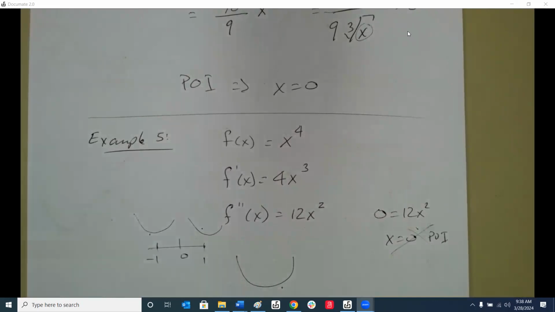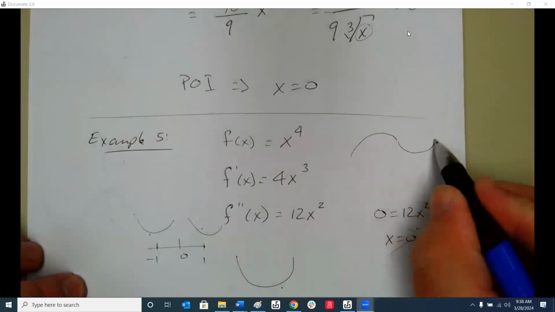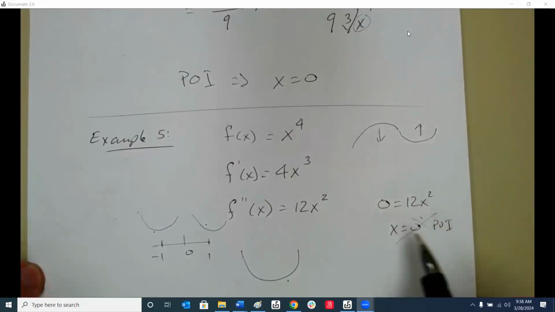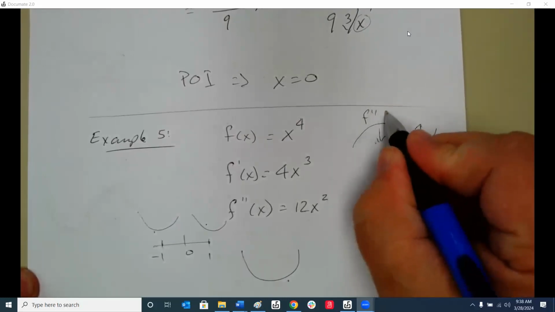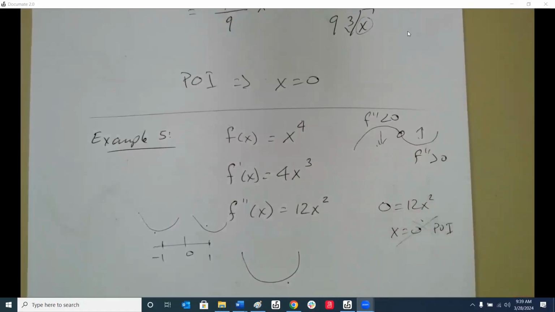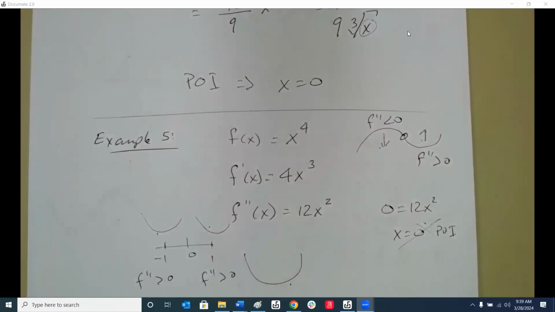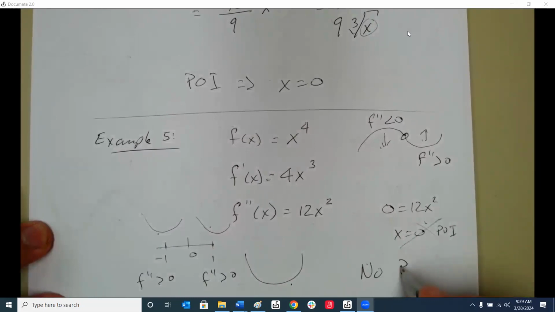So again, now we're going to the definition of what a point of inflection is. A point of inflection occurs whenever it changes concavity. If it doesn't change concavity, there is no point of inflection. Point of inflections only occur if you have opposite signs on both sides. Here the second derivative is negative, and here the second derivative is positive. But in this one, the second derivative is positive on both sides, so there's no change, no curve in the line. So I would say no POI here.